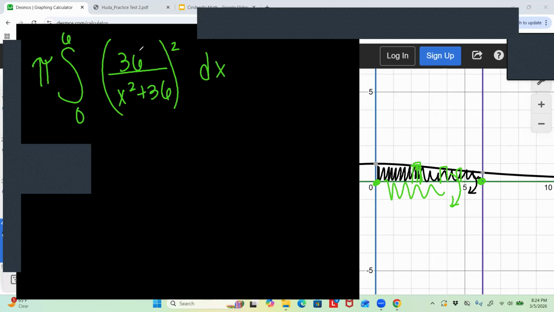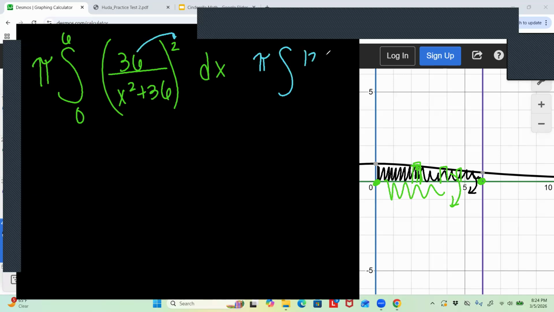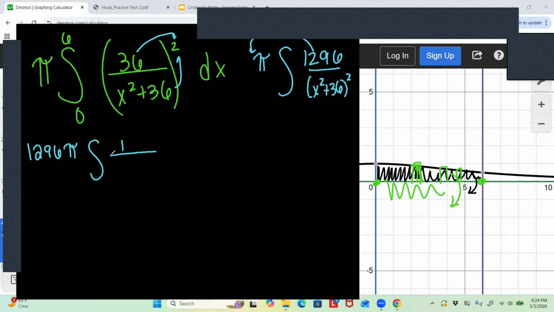Okay, we can go ahead and square the 36. That's fine. So that is 1296. And then squaring the bottom, we'll just leave it as x squared plus 36 squared. Then let's go ahead and take that constant out. So we have 1296 pi 1 over x squared plus 36 squared. That just looks prettier if you remove the constant there. And it's just going to make life better.